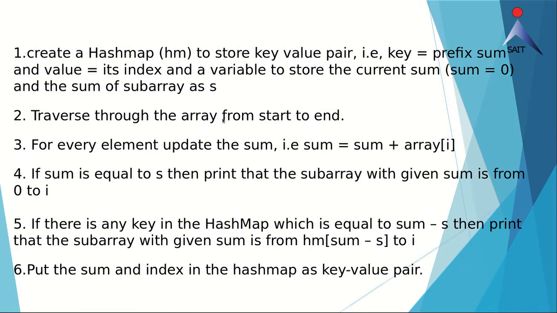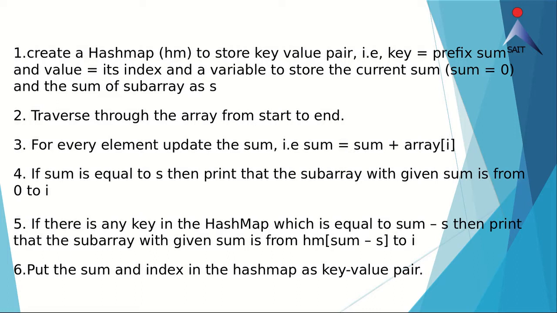So how will we do it? The idea behind it is, first we are going to create one hash map which stores key and value pairs, where the key is the prefix sum and the value is its index, and a variable to store the current sum as sum. So we are creating one map with the key as the current sum, meaning the prefix sum up to that position, and the index of that position as the value.